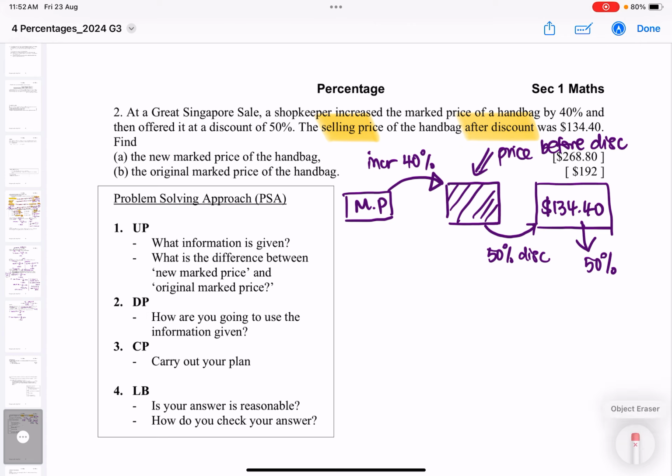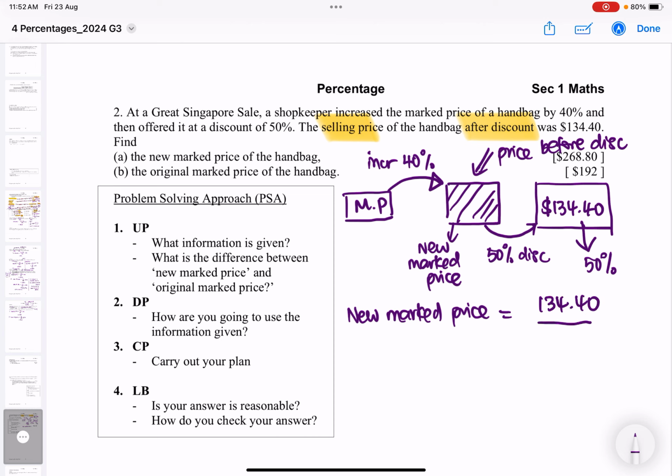So to find the new marked price, which refers to this because it's the price before discount. Why new? Because there was an original marked price. So that's why they are trying to differentiate it by saying new marked price. So in order to find the new marked price, I know 134.40 represents 50%. So I divide it by 50 to find 1%. Then I multiply it by 100 to find 100%. Of course, you can also just multiply by 2, right? 134.40 is 50%. So 100% would, of course, just be times 2.